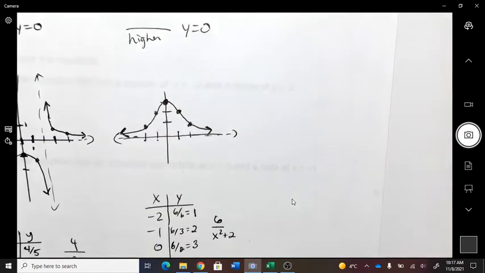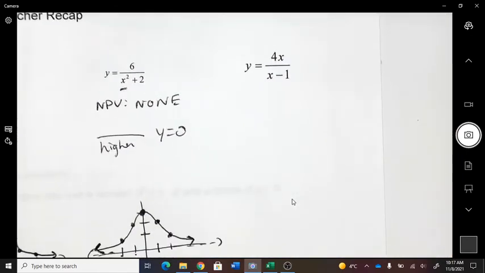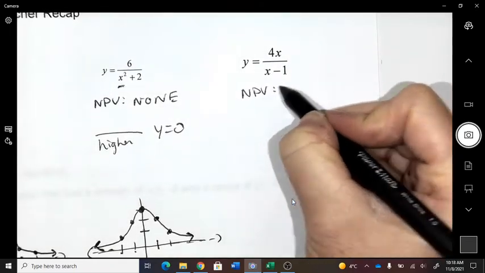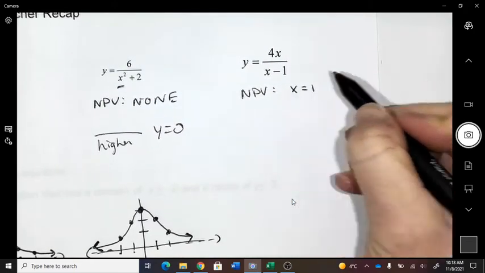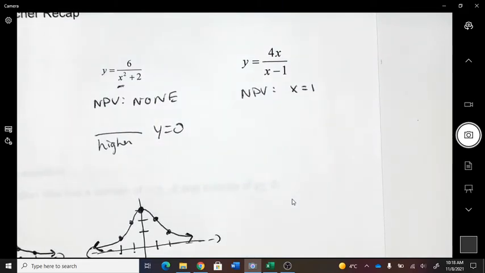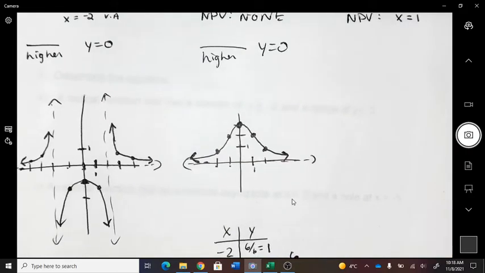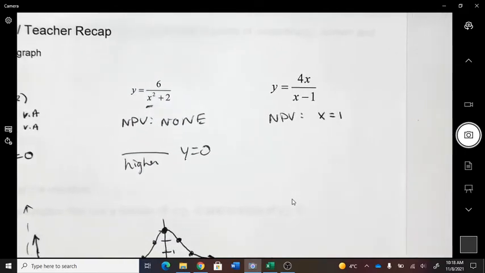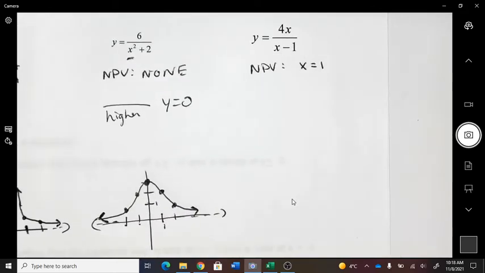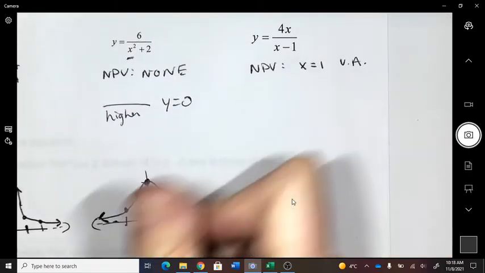Okay, last one here. So what are the non-permitted values for X? Oh, I lost a half point on the graph value. It's going to be the thing you easily forget. I was thinking of that before I drew it, and that's why I should just do it at the start. Okay. NPV, X equals 1. Does it cancel? Nope. So therefore it's a vertical asymptote.